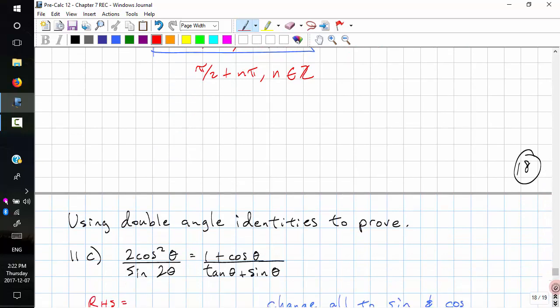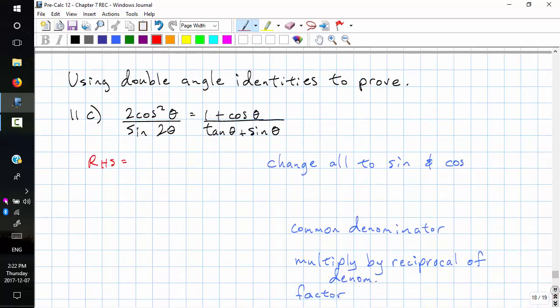Let's look at a proof. Use the double angle identities to prove. Okay, this is a long proof. It takes work, but be persistent. Right hand side, 1 plus cos theta over tan theta plus sine theta. We want to change everything into sine and cos, so use the tangent here. 1 plus cos theta over sine theta over cos theta plus sine theta.